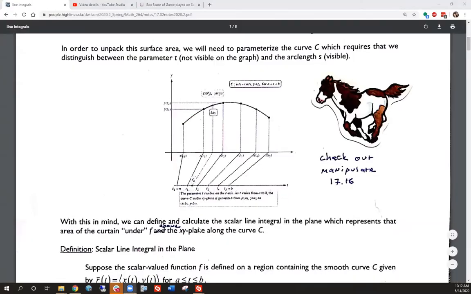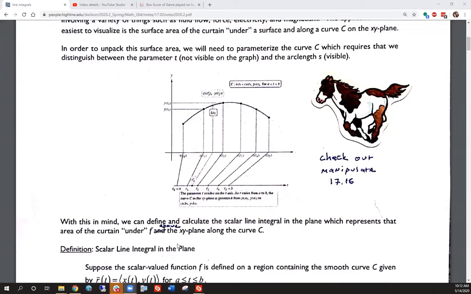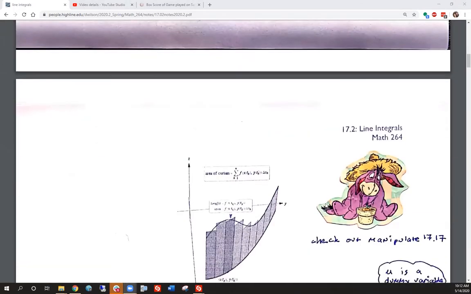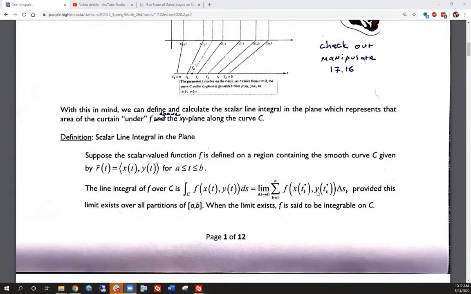All right. So with this in mind, we can define and calculate the scalar line integral in the plane, which represents the area of a curtain under, and I say under because maybe the thing actually lives underneath the xy plane. So anyway, under the function f and above the xy plane along the curve C. And I think I have a picture of this coming up. So let me switch to the picture before going to that definition.